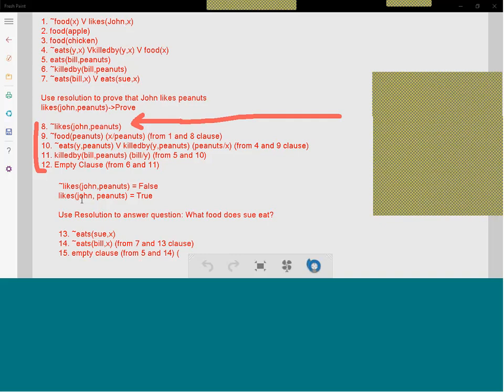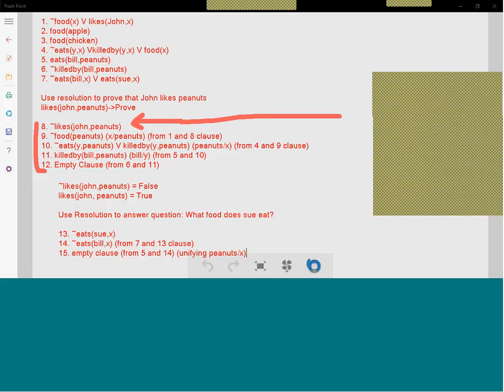What we are doing here is replacing, unifying X with peanuts. So what is the answer here? What food does Stew eat? The answer we are getting here is peanuts. And why are we getting the empty clause? Because we are finding the answer; that's why it gives you the empty clause.